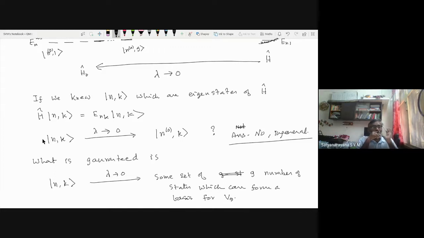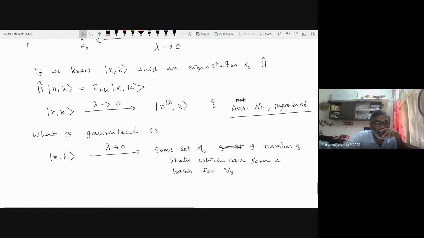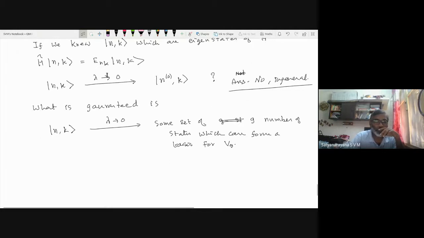Now you can ask what the basis is to which this will go. If we choose the unperturbed states as that basis, then it is easy to do calculations like in the previous case. So now the question is how to choose that basis.